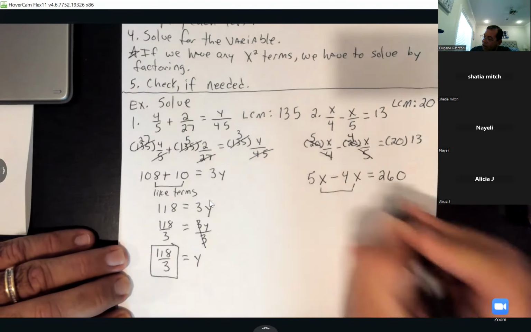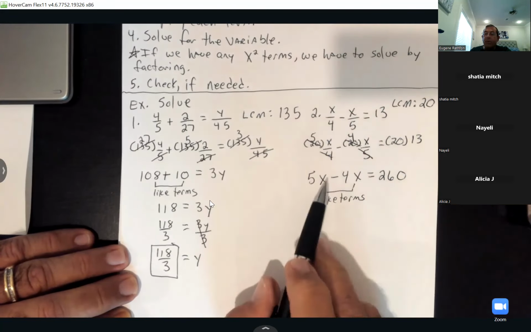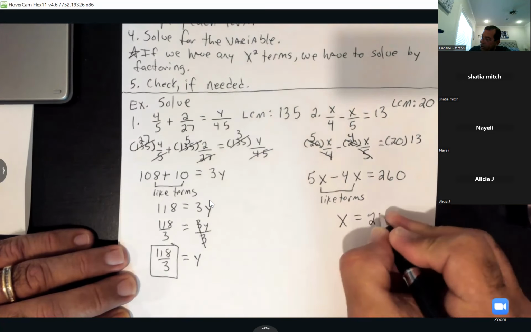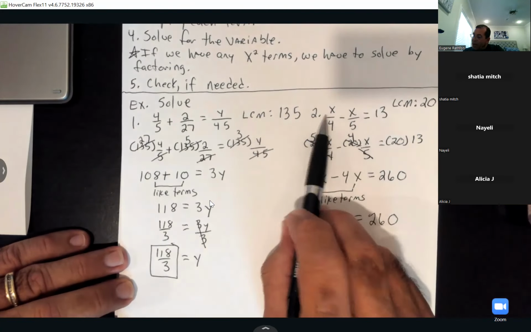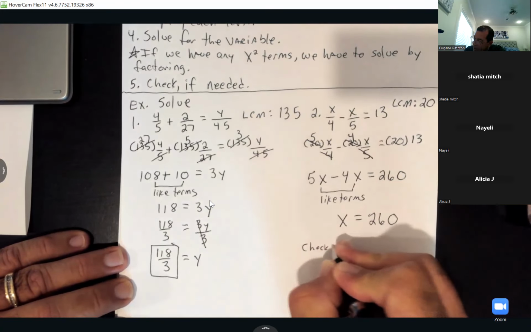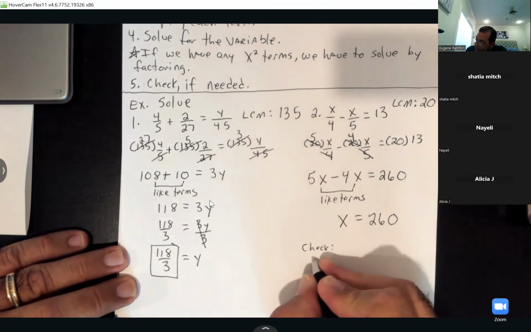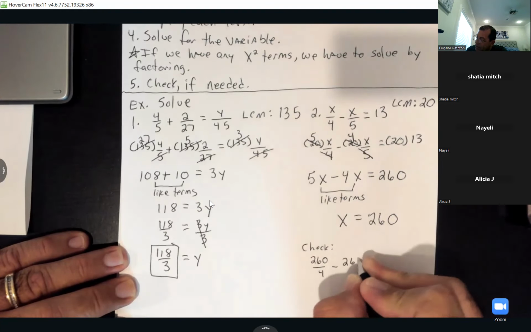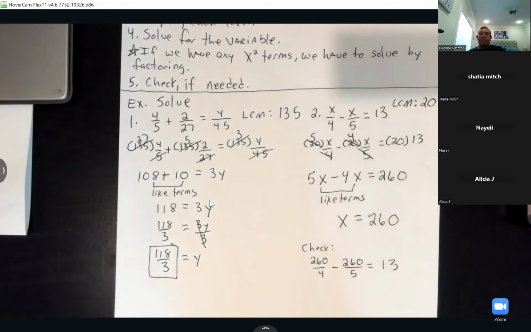All right, so let's see. All we got to do on this one is combine like terms on the left side. So 5x's minus 4x's leaves me 1x equal to my 260. So y'all, let's check this one and see if we get a 13 out of it. I'm just going to show you how to check one of these. To check it, you would put that 260 in for these x's. So I got 260 divided by 4 minus 260 divided by 5. That has to equal 13.